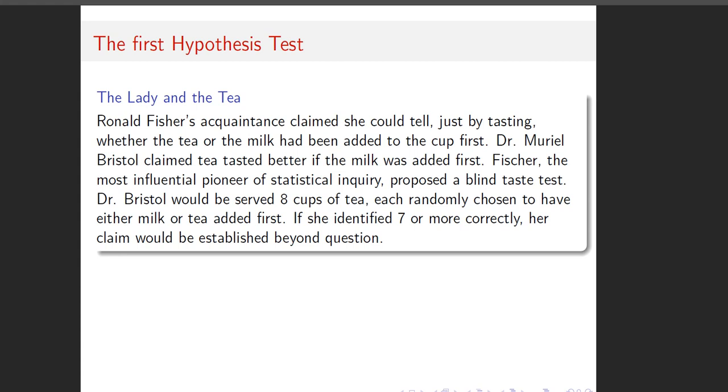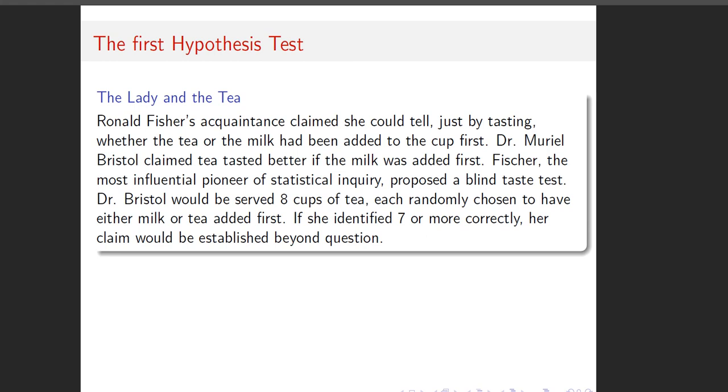Now, I am not a tea drinker. I have no idea. I wouldn't put milk in tea. That's not how I drink tea. I like sweet tea, you know, but they're talking about a hot tea, a cup of brewed tea. Okay.